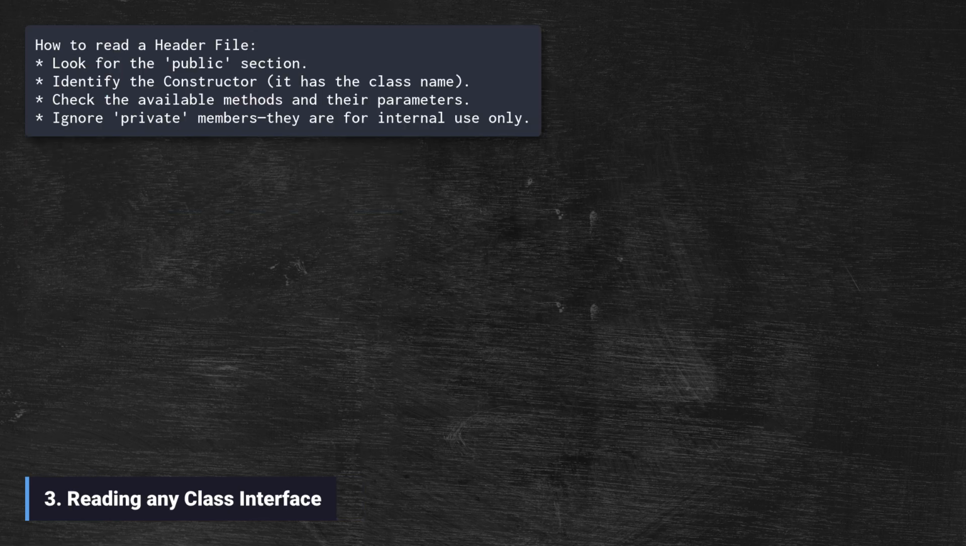When you download a new library, the first thing you should do is open the .h file. Ignore the private section and look straight at the public methods. This tells you exactly how to interact with the component. It's the ultimate documentation for your code.